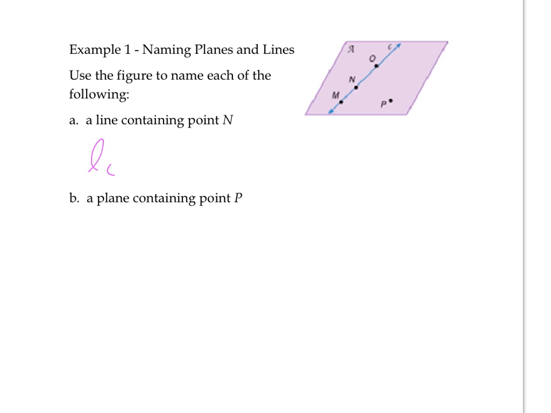I can take any two of these 3 points. So I could call this line MN with my line symbol, MO, I'll call it an O, or NO, or the reverse of any of those. I take any 2 points and name my line with any 2 of those 3 points.